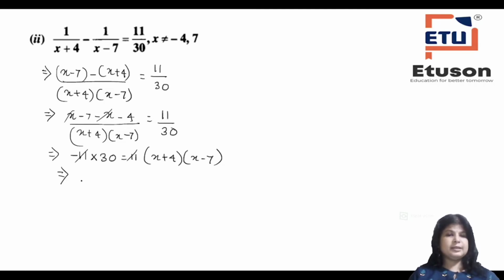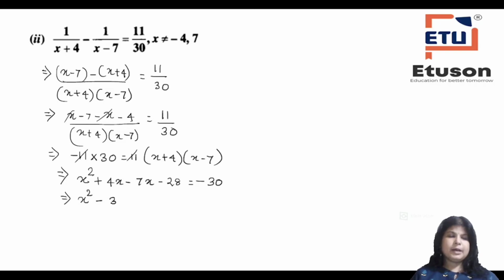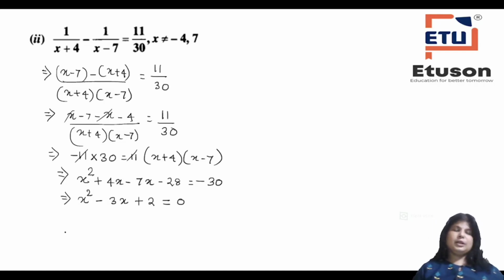So now just let us rearrange it. Okay. So before that, let us find out the product of this. So you will be having x square plus 4x minus 7x minus 28 is equal to minus 30. Correct? So taking this 30 to other side, you will get x square minus 3x minus 28. Minus 30 will come here, so that becomes plus 30. So this becomes x square minus 3x plus 2 is equal to 0. Correct or not? Now it is very simple.